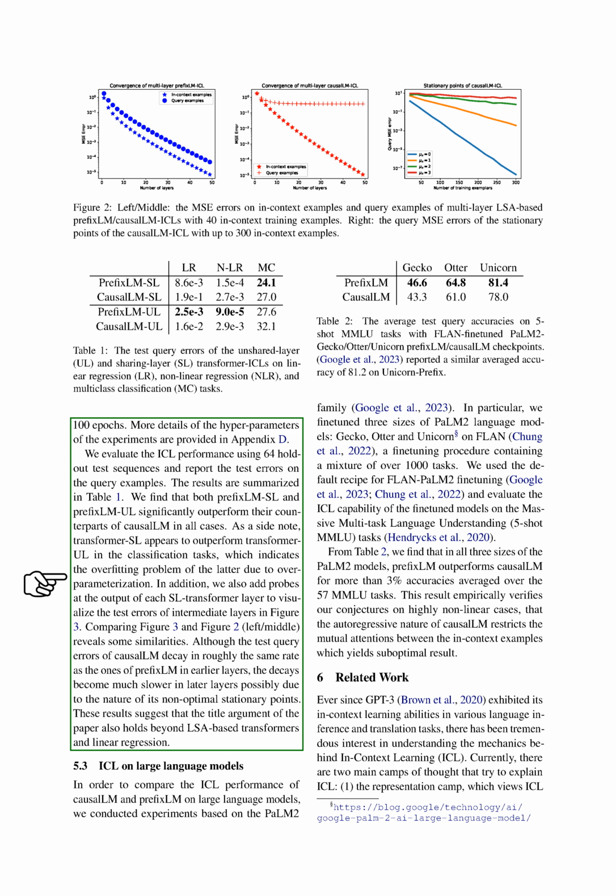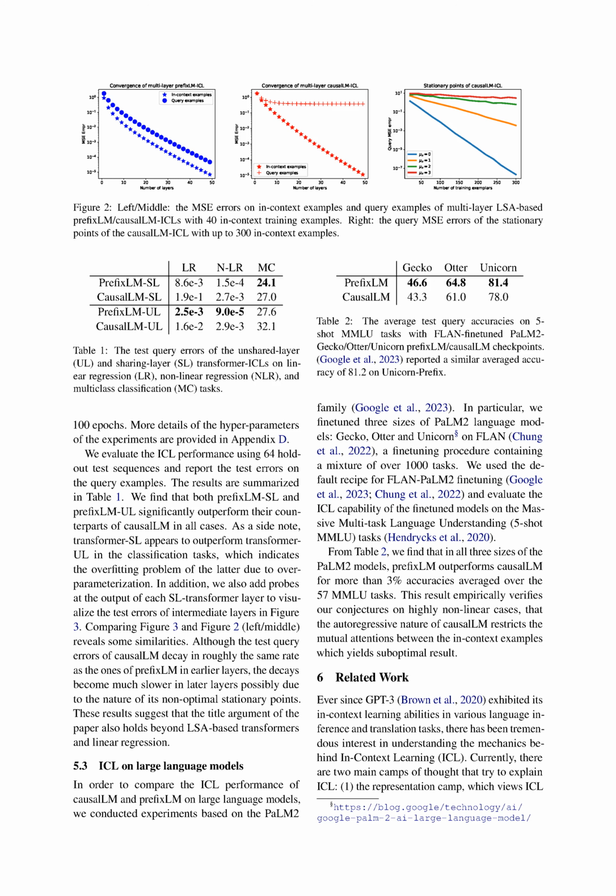We also added probes at the output of each shared layer transformer layer to visualize the test errors of intermediate layers. Comparing these figures revealed some similarities. Although the test query errors of CausalLM decayed at roughly the same rate as those of prefixLM in the earlier layers, the decay rate slowed down in the later layers. This could be due to the non-optimal stationary points of CausalLM. These results suggest that the main argument of our paper holds true not just for LSA-based transformers and linear regression, but also for other tasks and models.